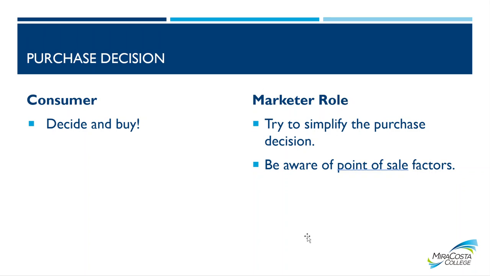Be aware of point of sale factors. So making sure it's easy to buy. Say you go with the pair of Nike shorts that are 4 inches, black, and they have 3 pockets. That's what you decide to buy. The marketer's role is to simplify that purchase decision and be aware of the point of sale factors. So is it easy to purchase online? Do you have to go through a bunch of windows? Is it easy to purchase on Amazon or maybe through a Dick's Sporting Goods?